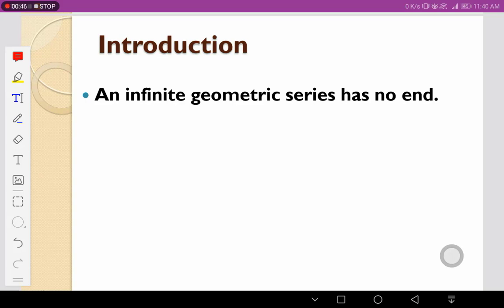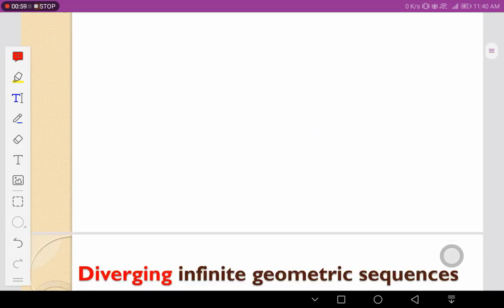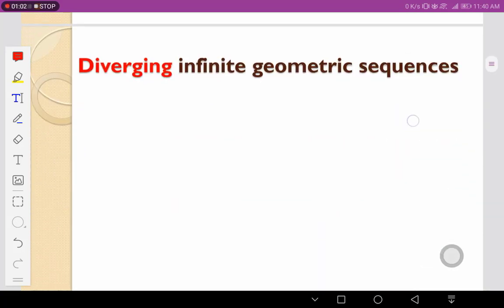So we have got two types of infinite series: converging infinite series and diverging infinite series. If a series keeps on growing infinitely bigger or smaller, it is not possible to calculate a value for it, and we call that type of series diverging.